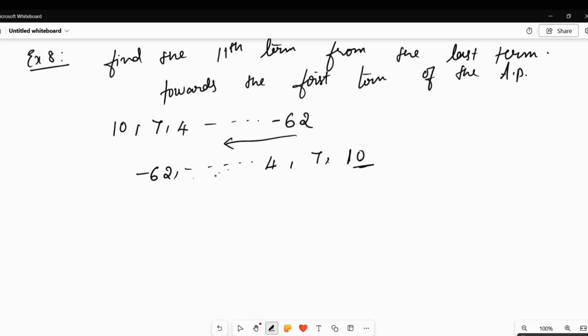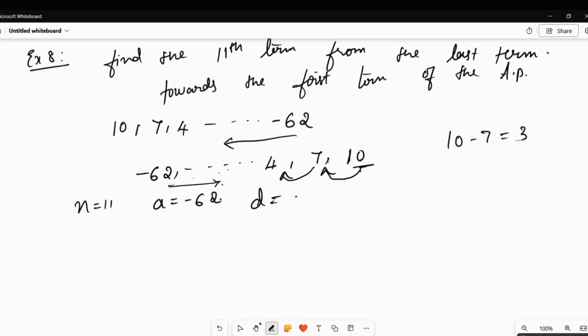So here, from the last, I want 11, right? So from here, if I calculate the 11th term, it will be the one what we want. So N is equal to 11 here. A is equal to minus 62. And what about D here? Can you tell me what is D? Plus 3 or minus 3? Plus 3. 10 minus 7, it is 3. I've shifted the AP in the opposite way.